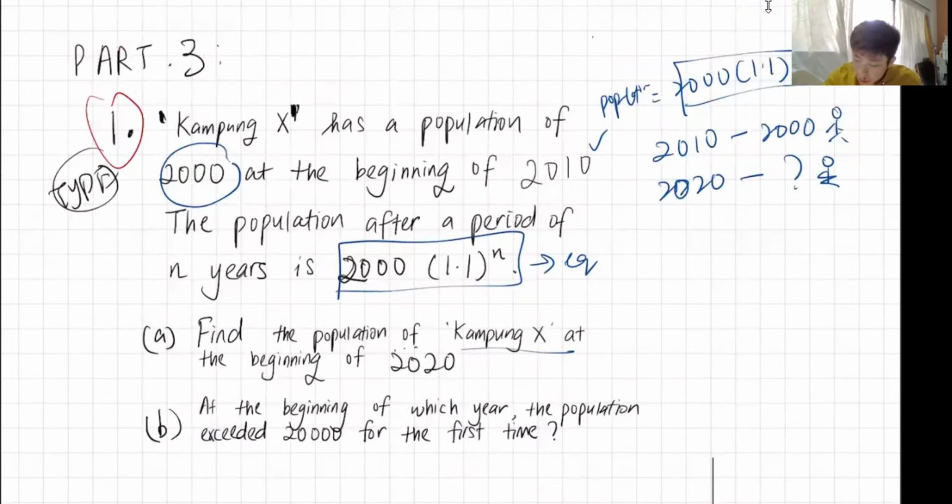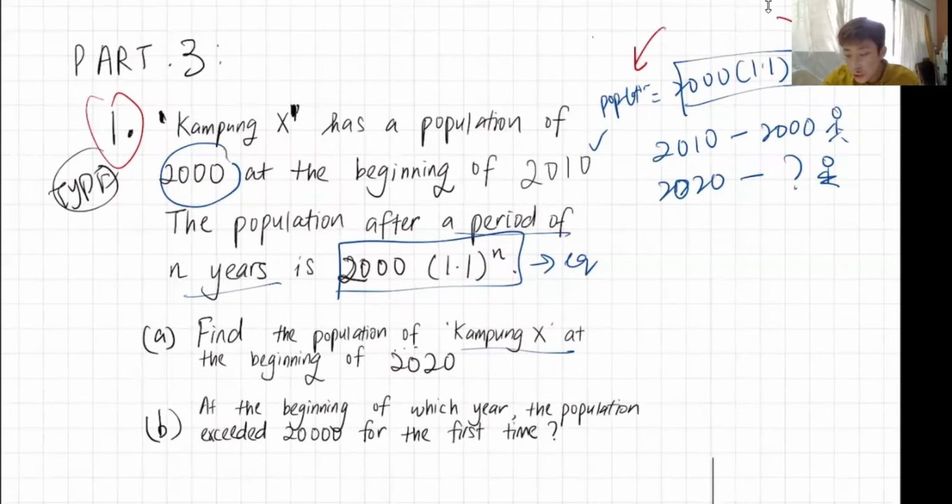Basically the n is after a period of n years, meaning after how many years this population will change. I'll give you an example. For example, after 2 years, if you substitute 2 here, what is the new population you get? That is your answer. If after 3 years, because it started from 2010, so after 3 years is 2013, okay? 2013, what is the population?